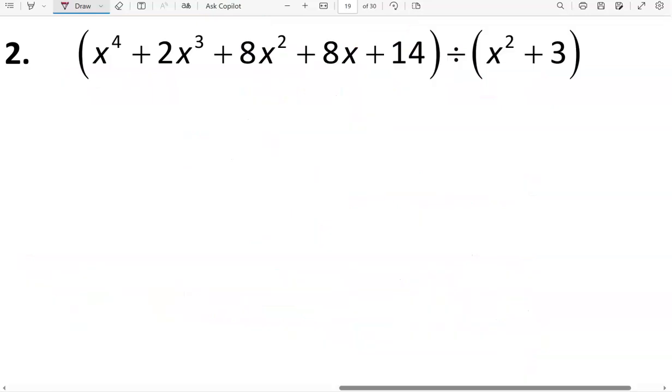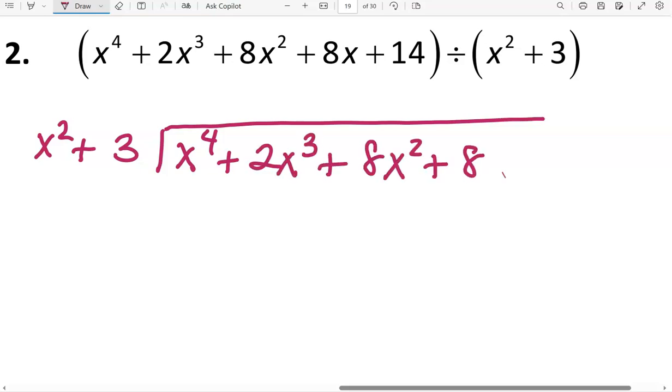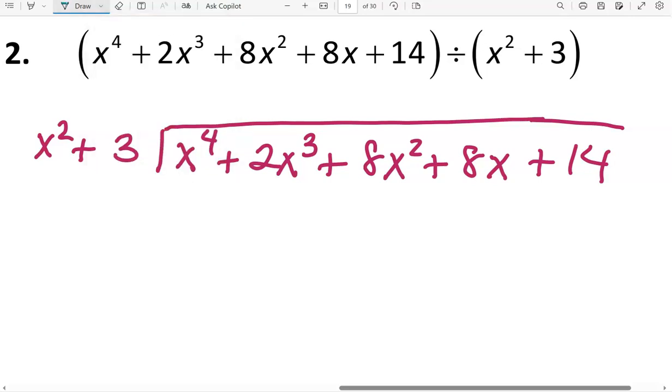For number 2, I'm going to write my divisor, x squared plus 3, divided into the dividend, x to the fourth plus 2x cubed plus 8x squared plus 8x plus 14. No need for 0 placeholders in the dividend. First step is to divide first term by first term. X to the fourth divided by x squared is x squared. And then multiply that x squared times the entire divisor.